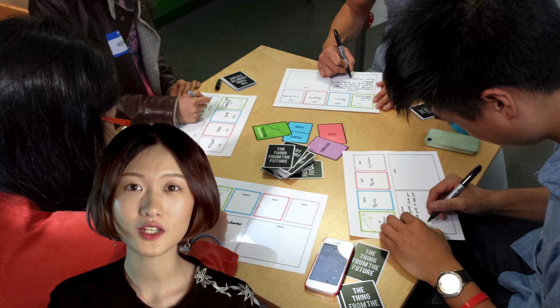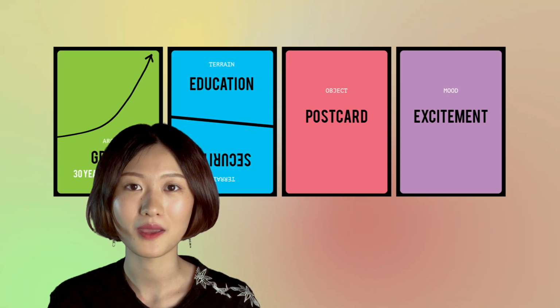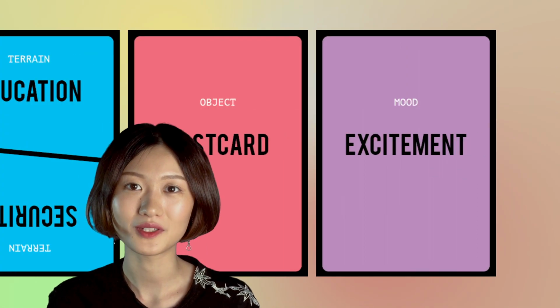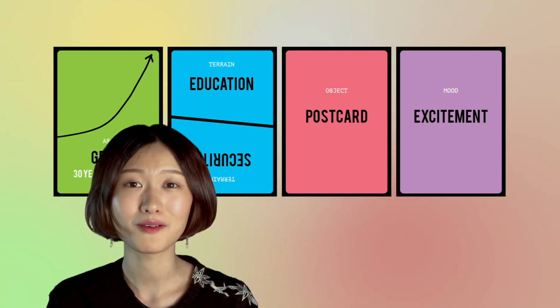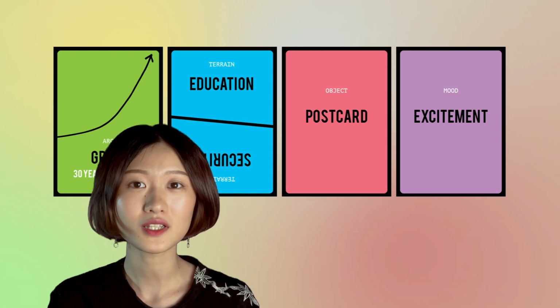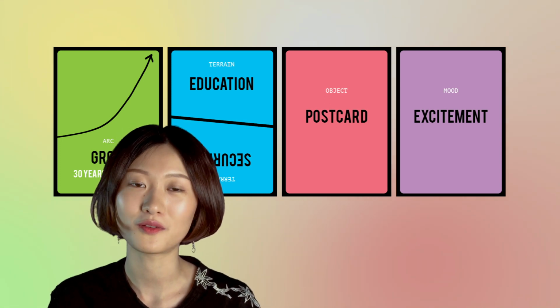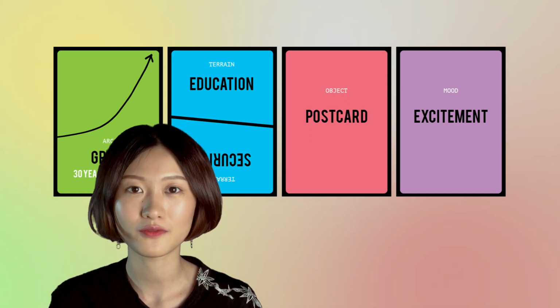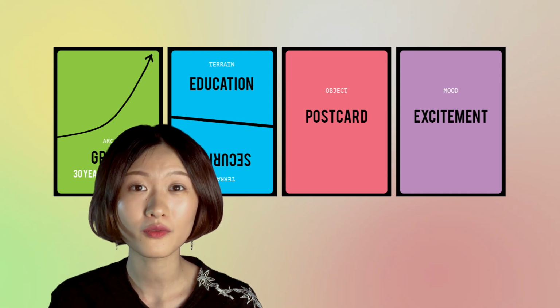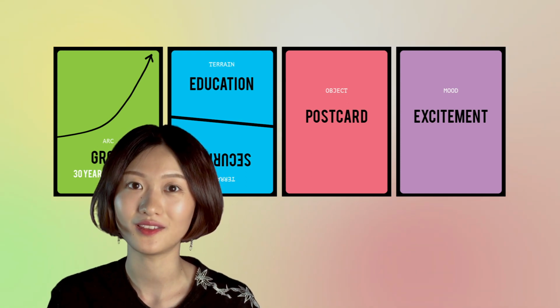Alright, now I'll go through each step in detail. Step 1. Play The Thing from the Future card game. The Thing from the Future is an imagination card game for 1 to 6 players. There are 4 types of cards in this game: Arc, Terrain, Object, and Mood. Each round, players will generate a 4-card creative prompt containing one of each kind of card. The object of the game is to use the cards to generate the most interesting, funny, or thought-provoking ideas for artifacts from the future. There are over 3.7 million possible prompts in the deck.